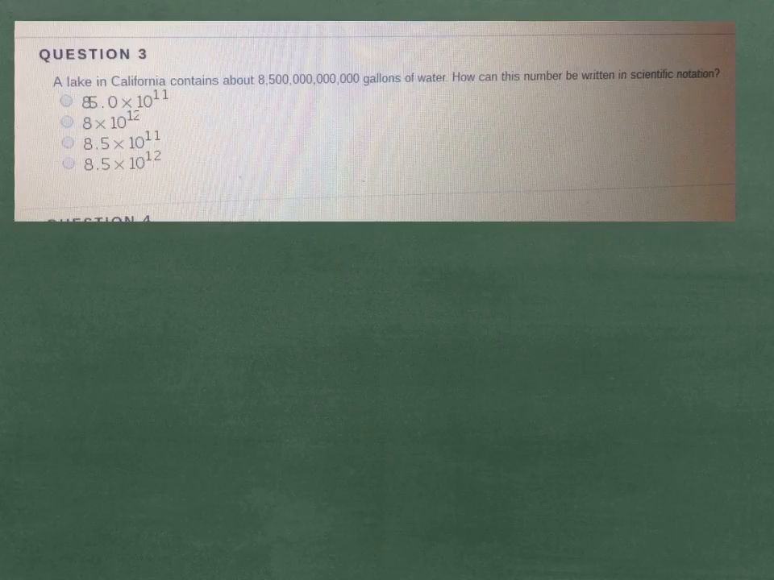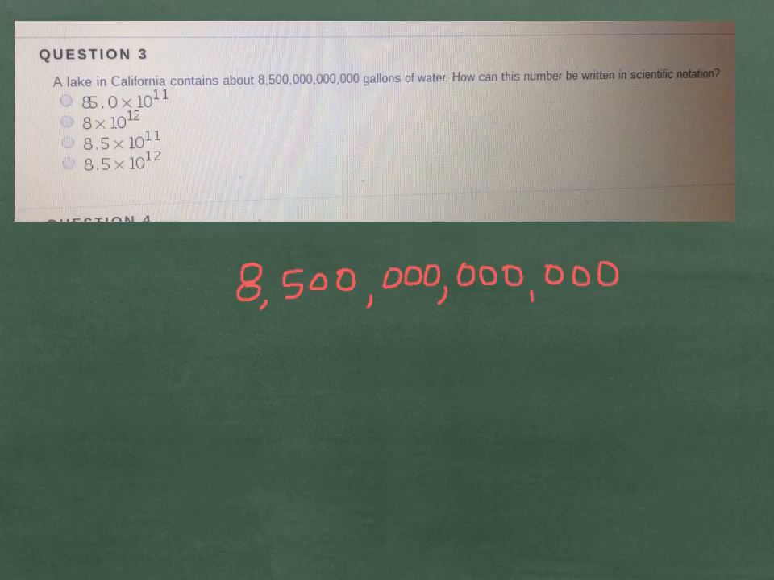Question number 3. A lake in California contains about, and then there's a huge number, 8 trillion or something, gallons of water. How can you use scientific notation? So I'm going to go ahead and write that huge number. It has a lot of zeros, and woo! So what you do is you put your decimal at the end. There is no decimal right now, but you're allowed to put one at the end.